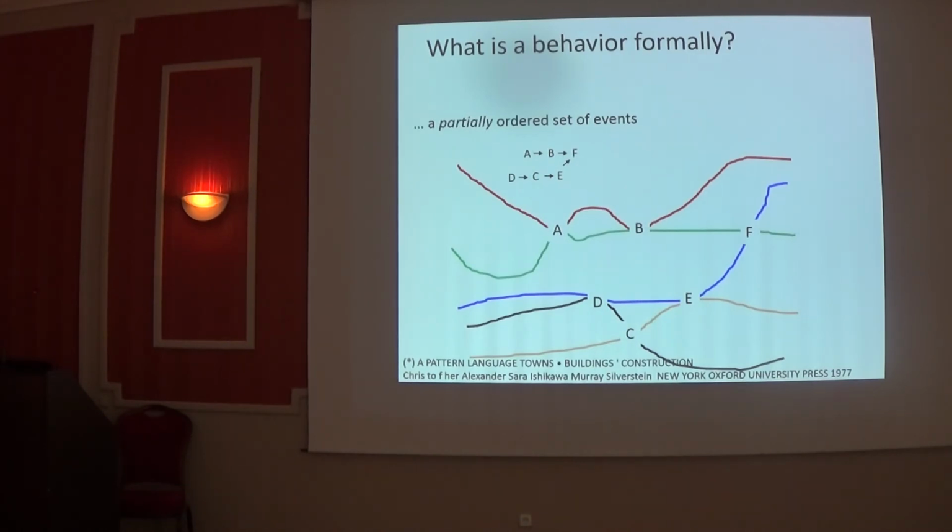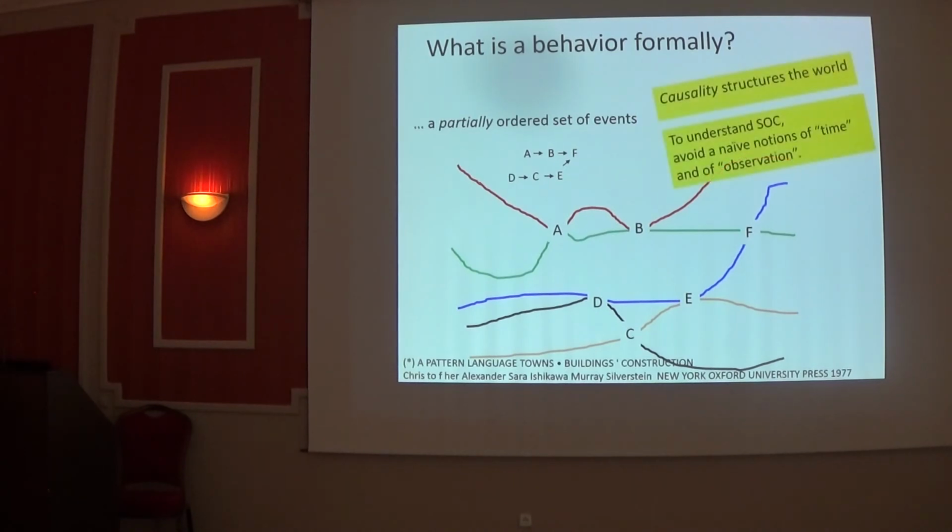And this kind of behavior is relevant for our world. Okay, the causality structure of the world, to understand social computing, avoids the naive notions of time and of observation. And then also we can learn from physics, they also skip our intuitive notion of time and of observation.